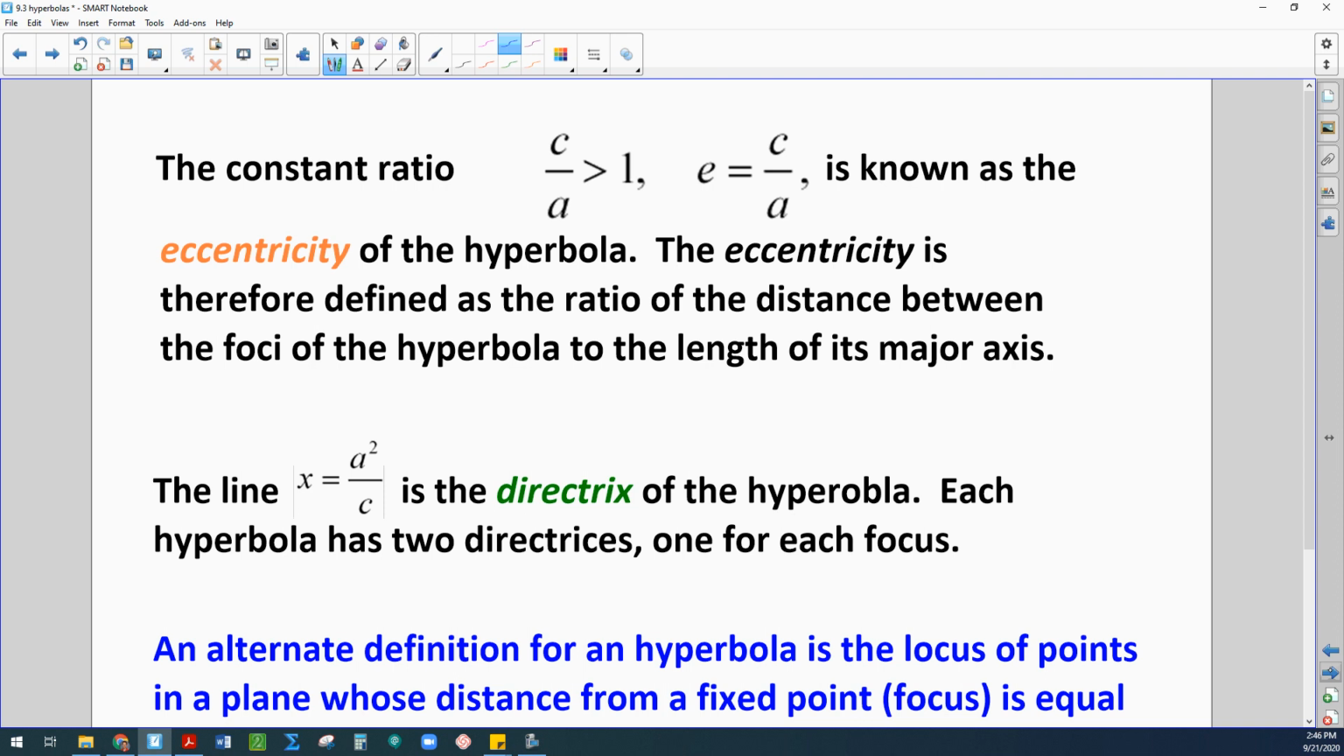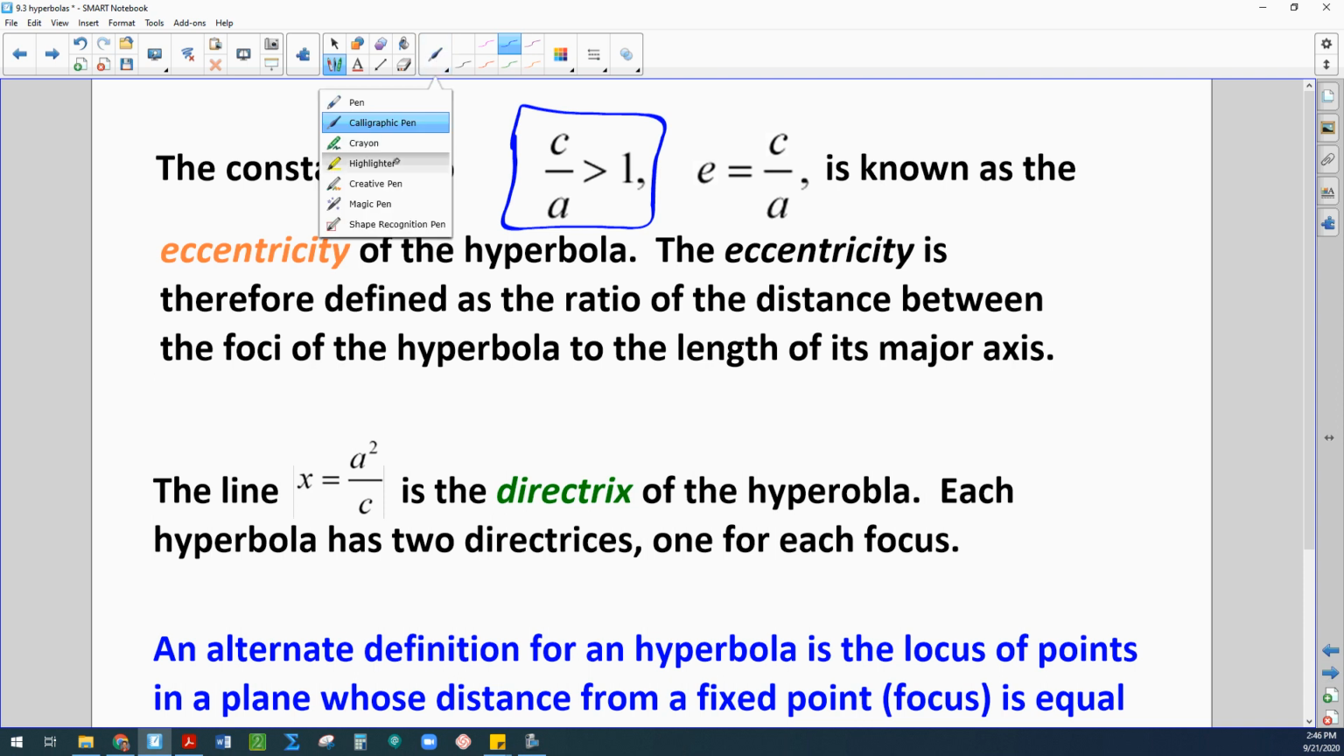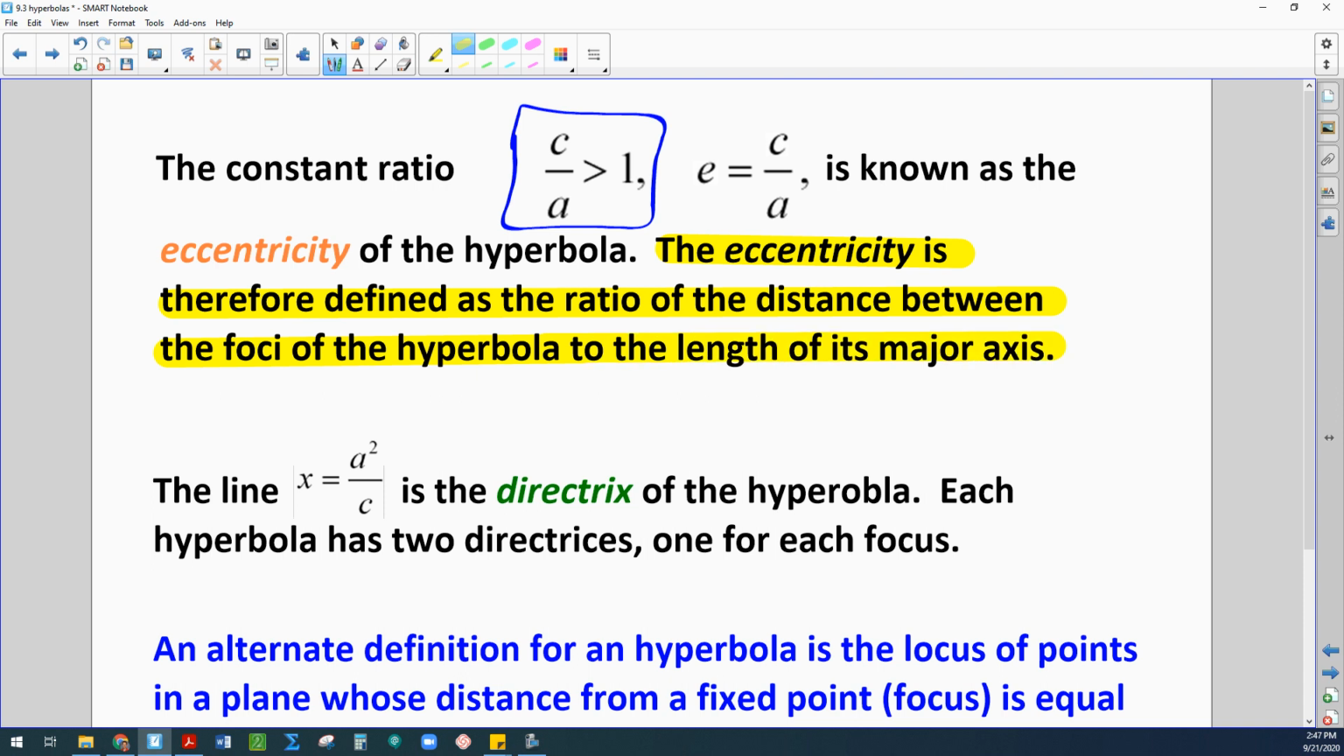We have the constant, that eccentricity E. For a hyperbola, this is greater than 1. For an ellipse, we talked about how it is less than 1. Just being very clear with eccentricity: the eccentricity is defined as the ratio of the distance between the foci on the hyperbola to the length of its major axis. We didn't really look at that with an ellipse.